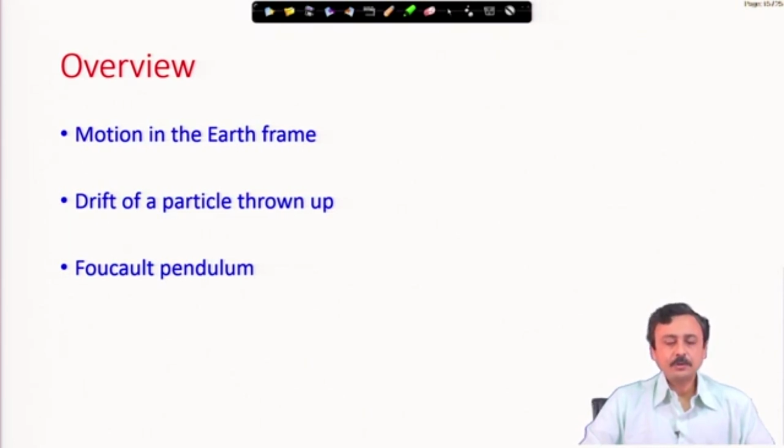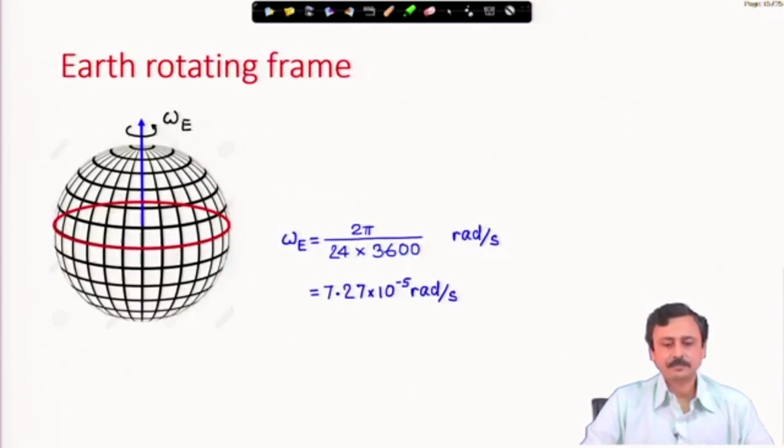In this lecture, we are going to study the motion of particles that are thrown up from the surface of the earth. Suppose I throw a particle vertically up, how does it drift because of the rotation of the earth? The drift that we, as an observer on the earth, see or feel or measure. The second thing that I am going to discuss is the Foucault pendulum, which was actually used to demonstrate that the earth really spins about an axis.